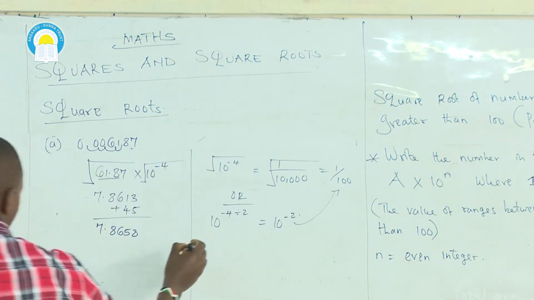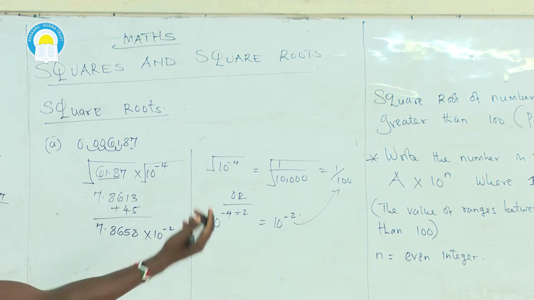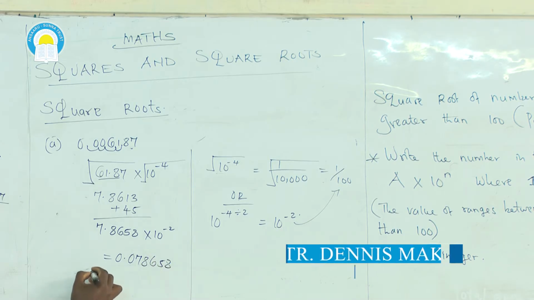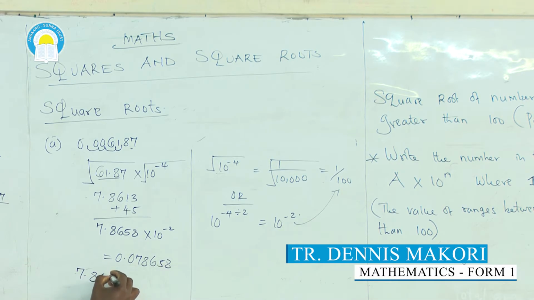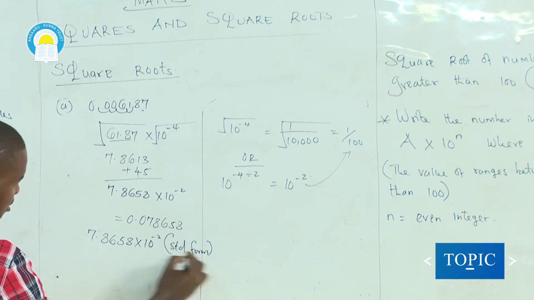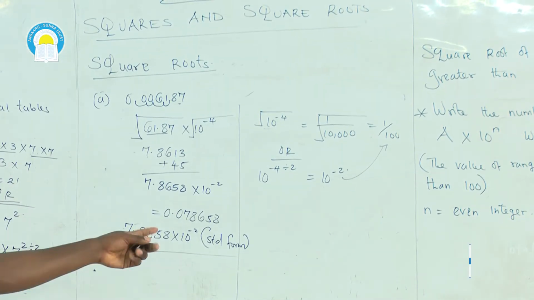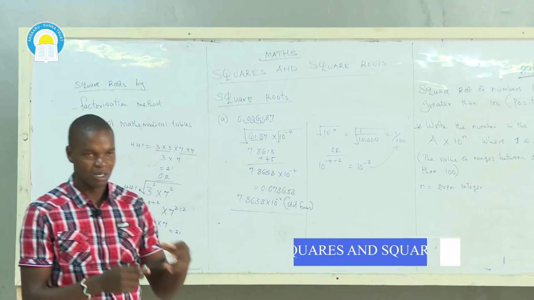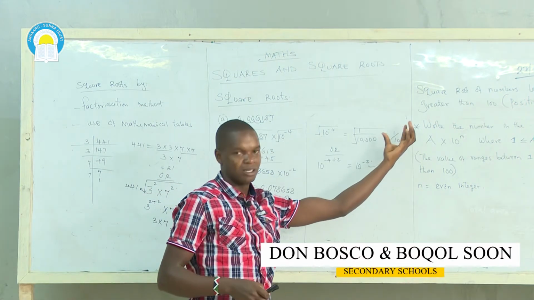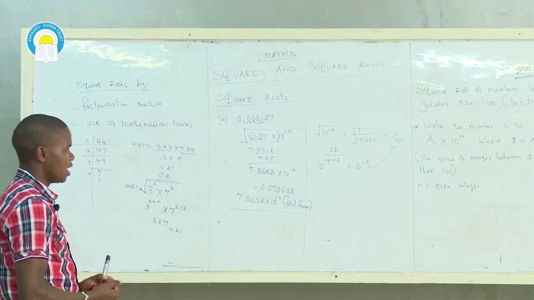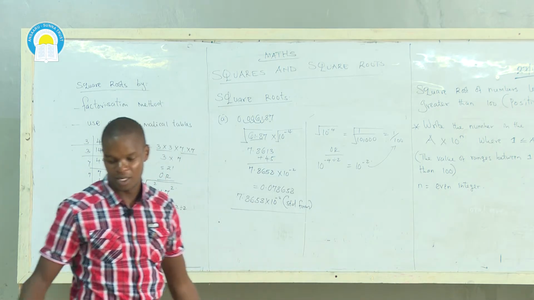So you multiply 7.8658 by 10 power negative 2, which is the same as times 1 over 100. This gives you 0.078658, or you can say this is 7.8658 times 10 power negative 2 in standard form. In this case, our answer is in standard form, while the other answer is in normal form. So make sure when you find the square root of a number, the value of n is always an even integer and the value of a ranges from 1.0 and is less than 100.